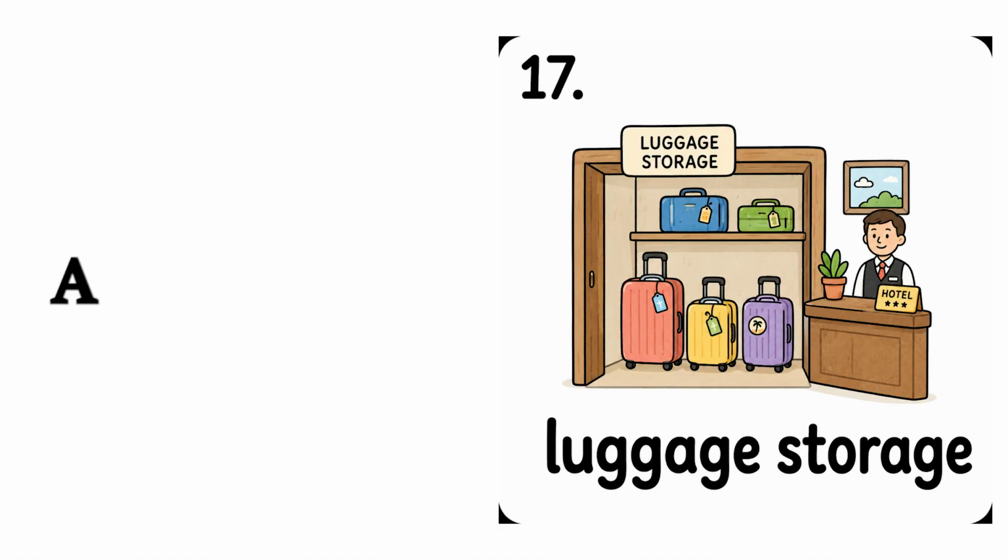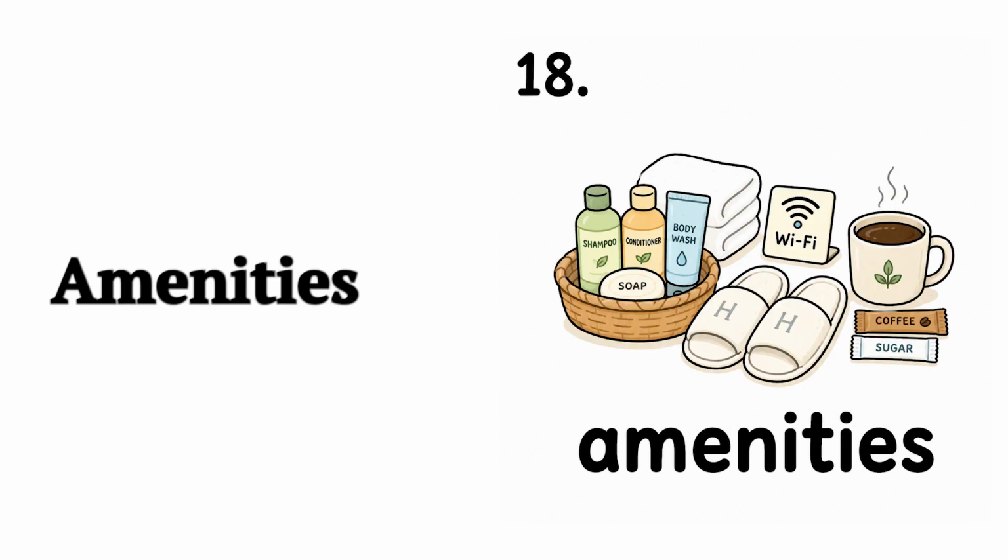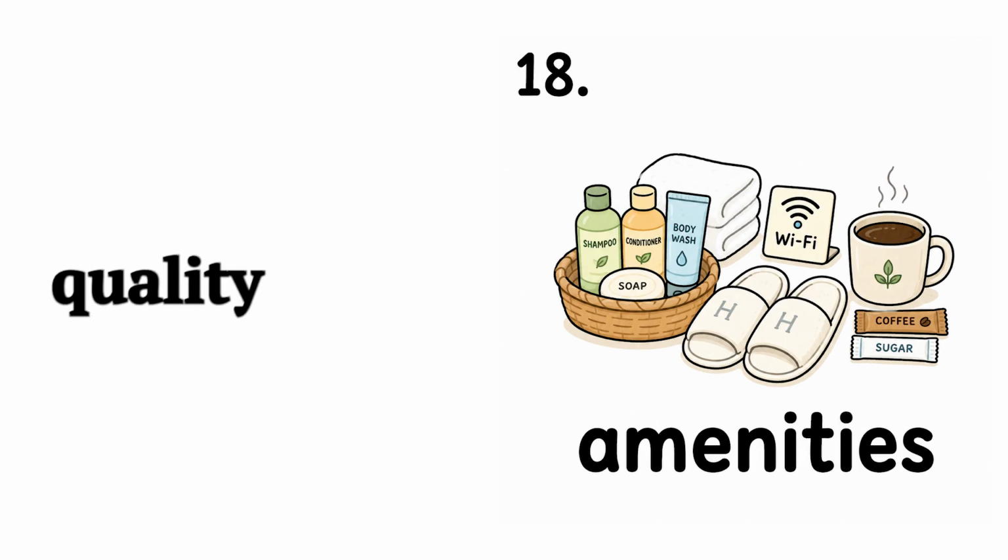Luggage storage, a service where the hotel keeps your bags before check-in or after checkout. Example, we used luggage storage while we explored the city. Amenities, useful items or comforts provided by the hotel, such as toiletries, Wi-Fi, slippers, or coffee. Example, the amenities were simple but high quality.